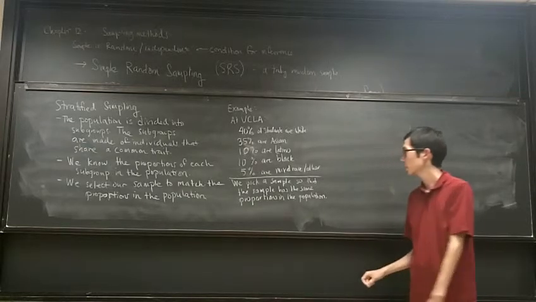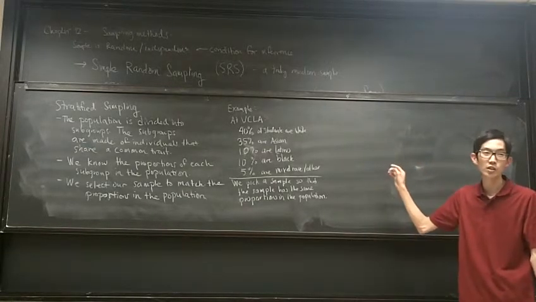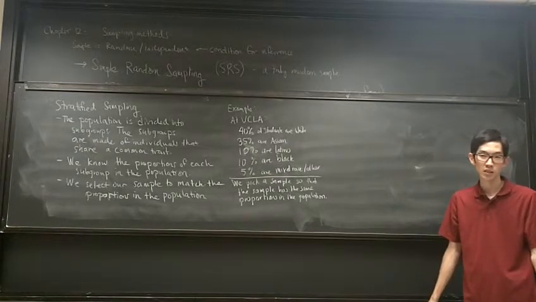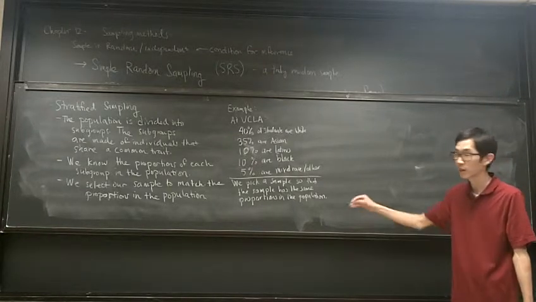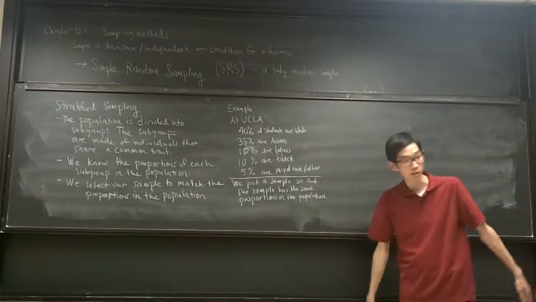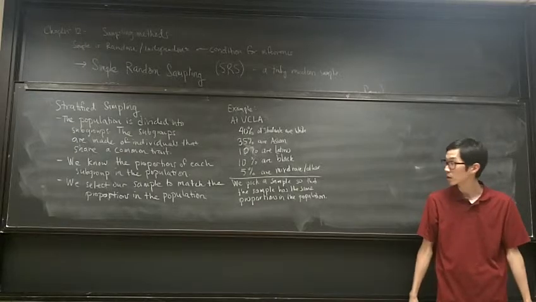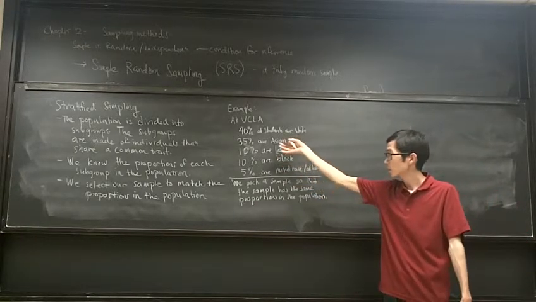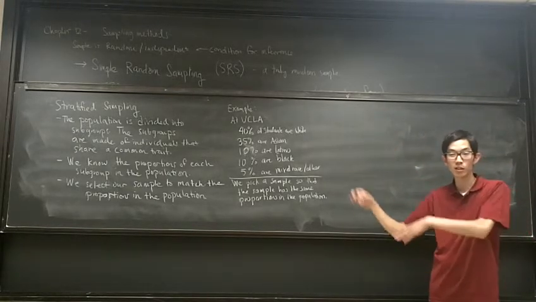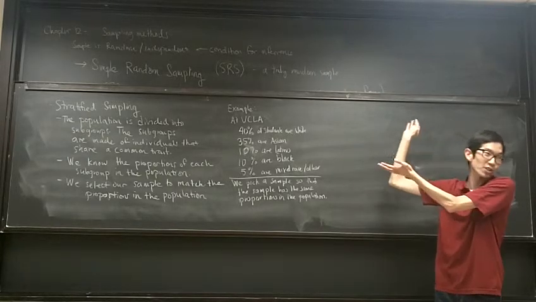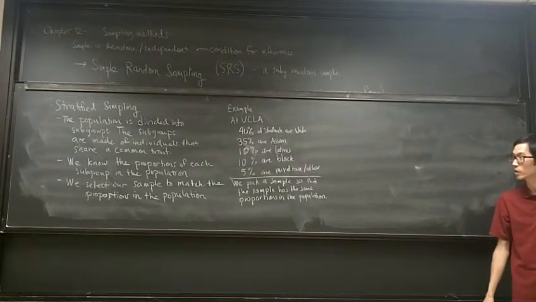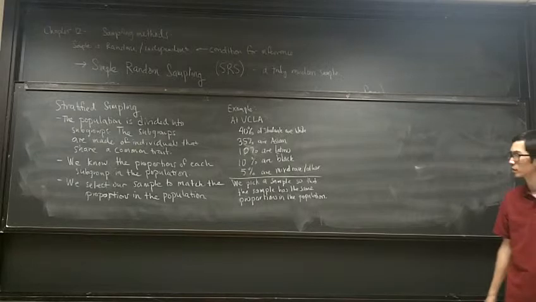Okay, so if my sample is 100 people, how many people would I pick to be Latino? 10%? 10 out of the 100. 10% of the 100, so 10 people. I would pick 10 Latino people to be in the sample, and I would pick 35 people that are Asian and 40 people that are white and so forth, okay? So that the sample is like a mini version of UCLA, at least for this aspect of race. So that's stratified sampling. Does that make sense?